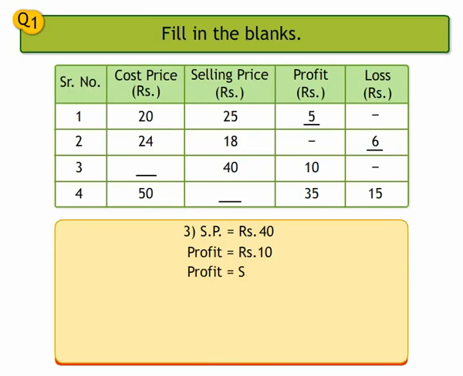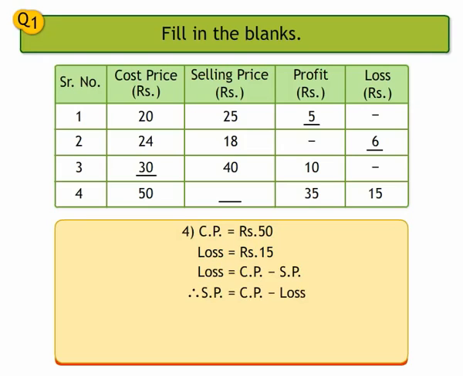3. Selling price is given as rupees 40 and profit is of rupees 10. We know profit is equal to selling price minus cost price. Therefore, cost price is equal to selling price minus profit, which is equal to 40 minus 10, that is rupees 30. 4. Cost price is given as rupees 50 and loss is of rupees 15. We know loss incurred is equal to cost price minus selling price. Therefore, selling price is equal to cost price minus loss incurred, which is equal to 50 minus 15, that is rupees 35.